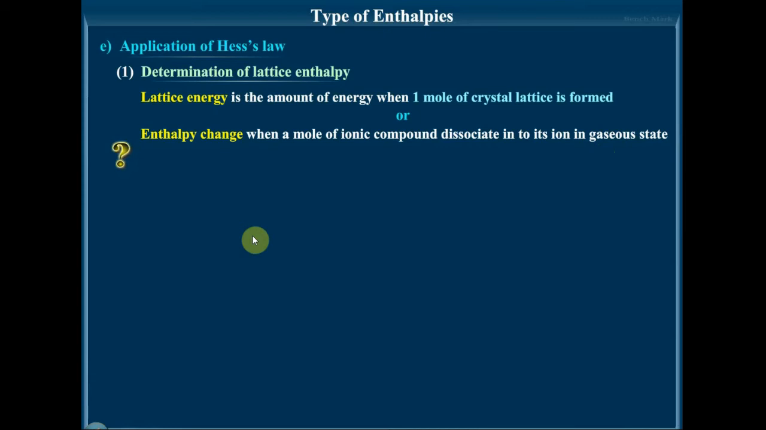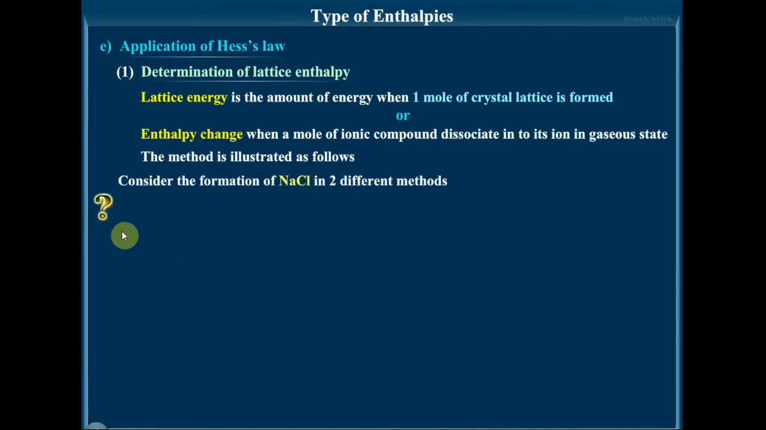When Na+ and Cl- is combining, then the energy will be released. As the reverse process, the energy is released. That would be an exothermic reaction. So whether energy is absorbed or whether energy is released, both are enthalpy changes. This enthalpy change is called the lattice enthalpy.